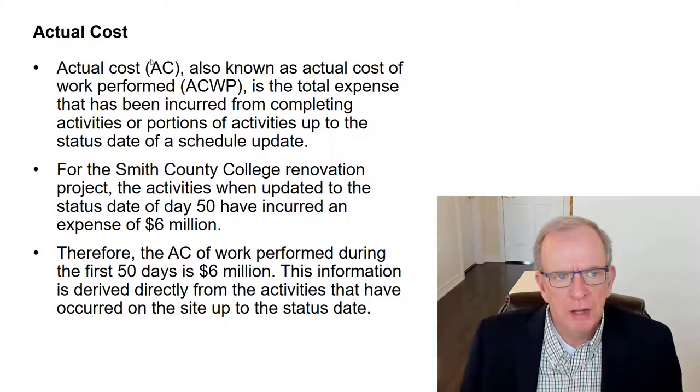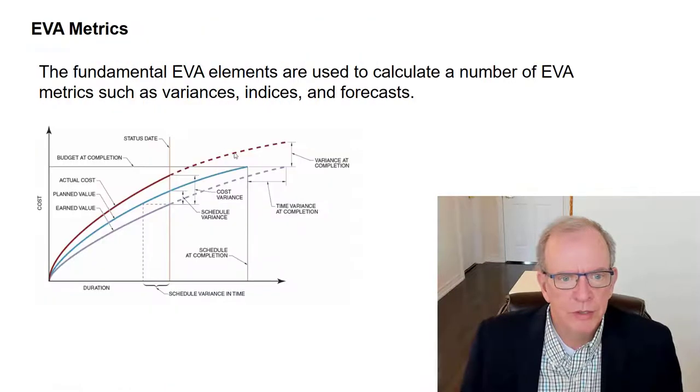So you may see a bunch of acronyms, and some of them look similar. This is the old way of assigning acronyms. This is the more adopted way now, actual cost. So this is the preferred way. Actual cost, also known as actual cost of work performed, which describes it better, to be honest, is the total expense that has been incurred from completing activities or portions of activities up to the status date. So that, of course, is this one here, our actual cost line.